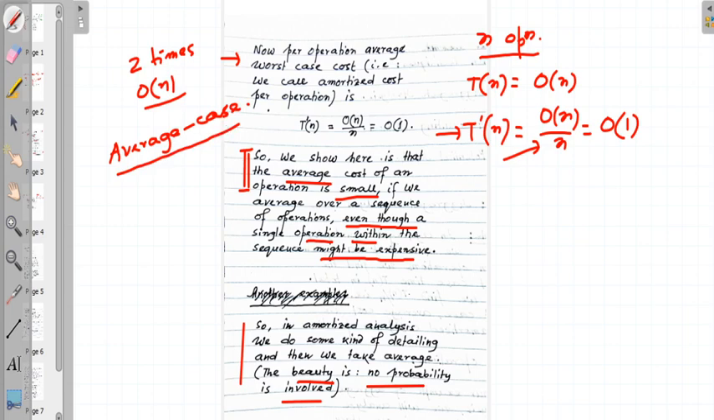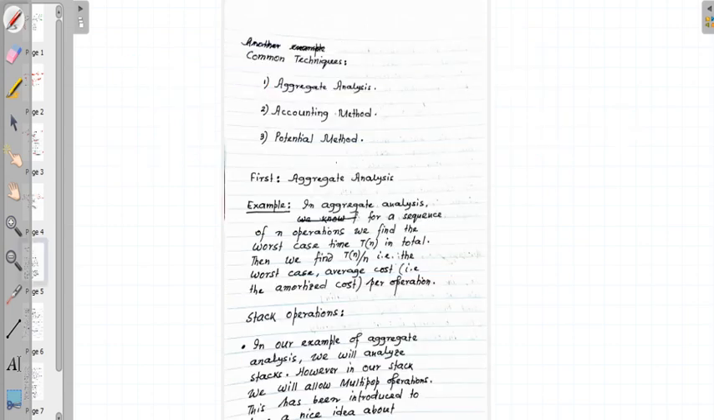So I guess you have got a little bit of the philosophy of amortized analysis. Now there are three common techniques with which we go about amortized analysis. The first is aggregate analysis. Another is the accounting method. Another is the potential method.